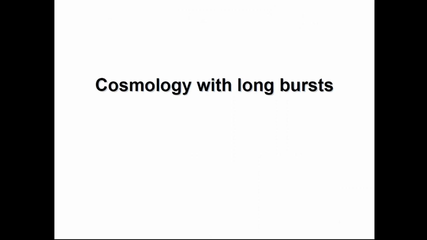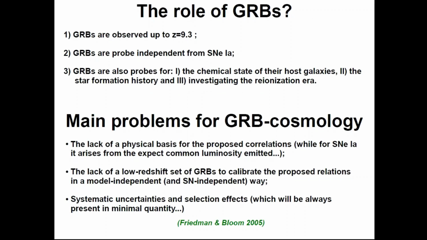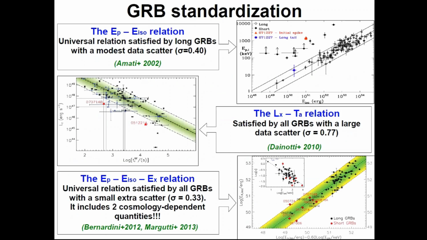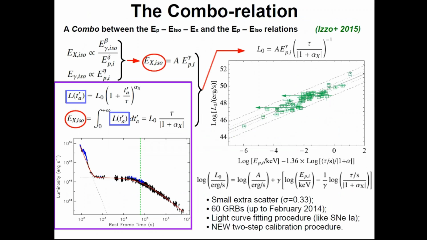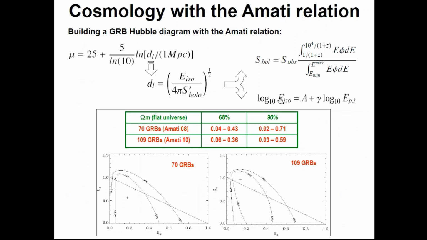I'm working with Luca Izzo and Massimo Della Valle, so cosmology with GRBs. Namely, I can go fast. I skip all this part because this is just a review: correlations that you use in the literature, like the Pitt-Price relation, Amati relation, Dainotti relation, Margutti and Bernardini relation, to try to do cosmology. All of them are good, but they suffer some systematics and some circularity problems because we use quantities which are cosmology dependent.